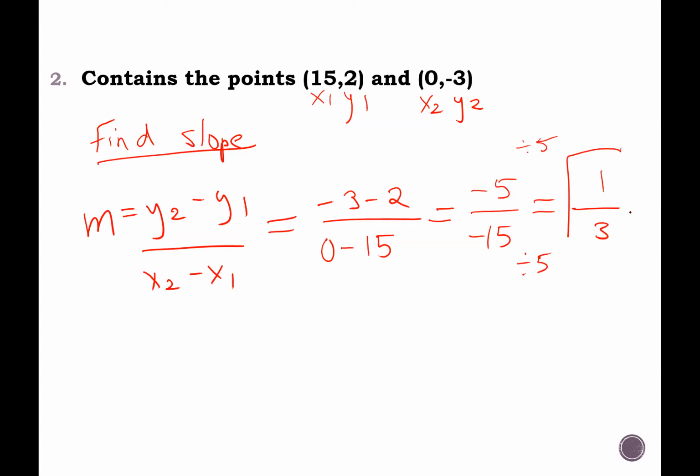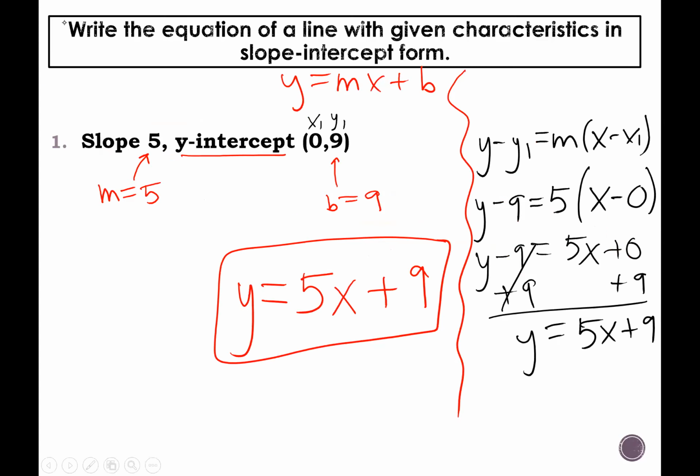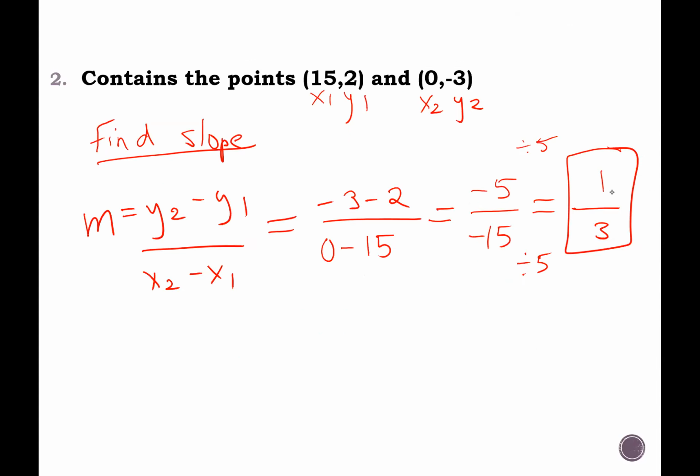That is our slope. That is not the full answer because, as you can hopefully remember or you wrote down before, our instructions on the previous slide said write the equation of a line. Not just find the slope, but write the equation of a line with given characteristics in slope-intercept form. So we have the slope, but we don't have the equation of our line yet.